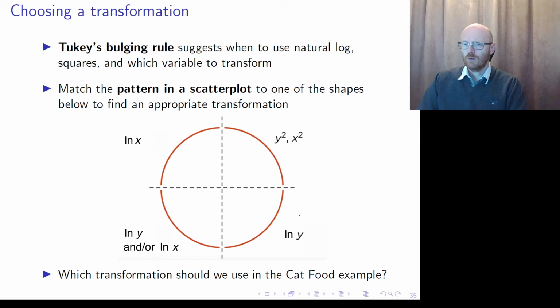So what kind of transformation should you use? That's the question, and to help us, we have Tukey's bulging rule. Here you can plot x versus y, and based on the pattern you get, you can choose a transformation. For example, if you have this concave downward sloping pattern, then you can raise the y variable and the x variable to the second power to get a linear relationship between x squared and y squared.